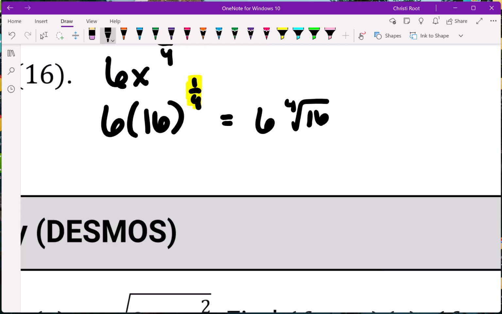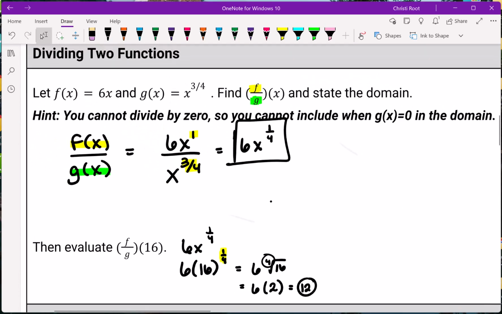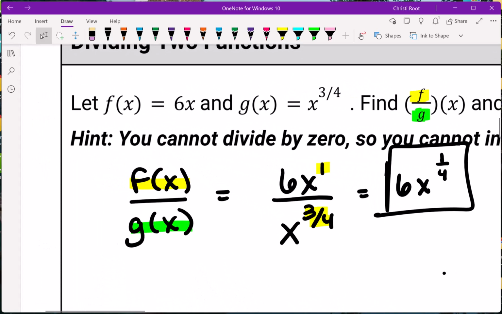So what's the 4th root of 16? 2 to the 4th power is 16, so that means that that's going to be 2. And then just 6 times 2 would be 12. Now, if you have your calculator, you can absolutely type that in. No big deal. Okay, so to do the domain, what you have to do is consider each function.